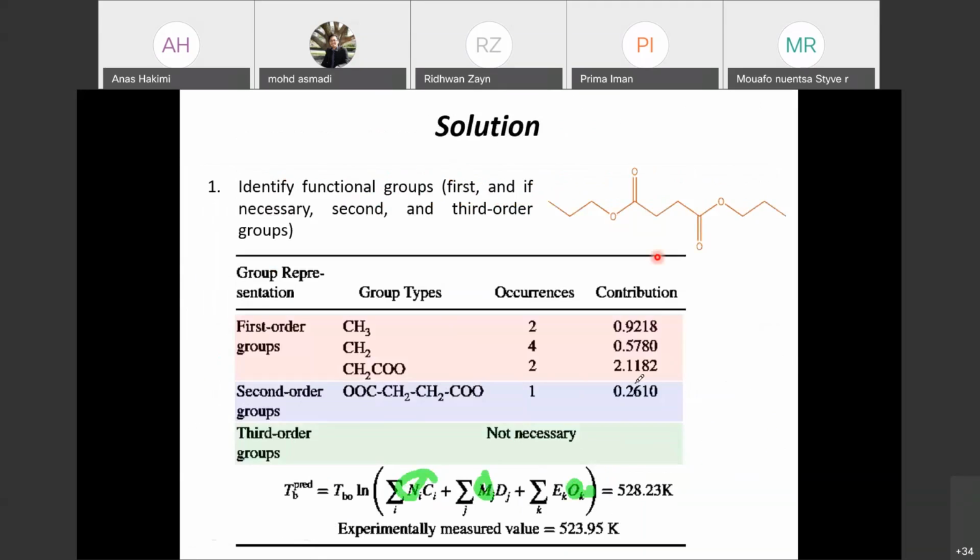From the experimental value, actually we can get 5 to 3, but from our calculation, if you look at here, we can get 5 to 8.23, almost close, from the prediction and from the experimental value.